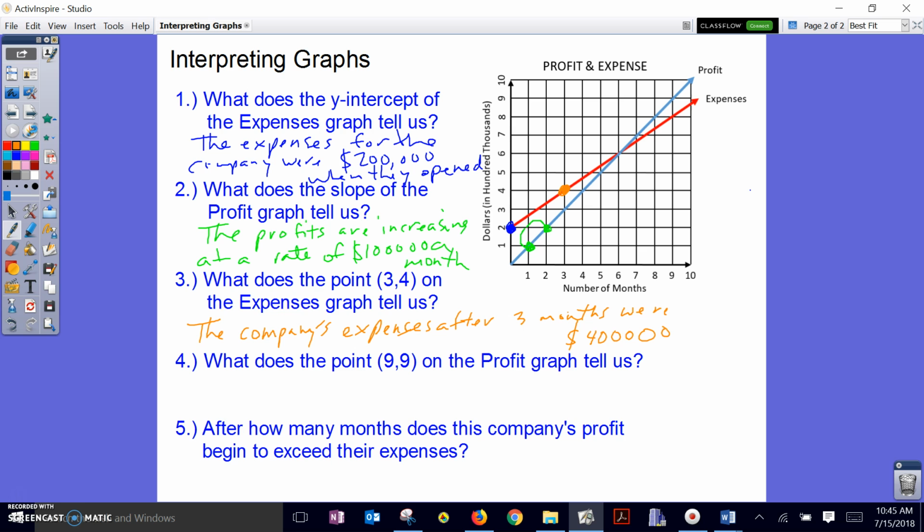And then our next question. What does the point (9, 9) on the profit graph tell us? There's the point (9, 9). And it tells us that the company's profits were $900,000 after 9 months.